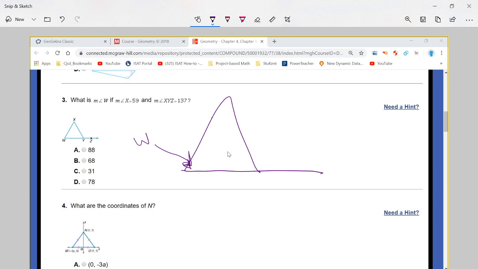What we do know is that X is 59. This is 59. And then it says XYZ, so this angle here is 137. All right. So now, if I think about this angle in here and that one together, they're a linear pair. The linear pair postulate tells me that we have supplementary angles, so I know these equal 180 together, right?